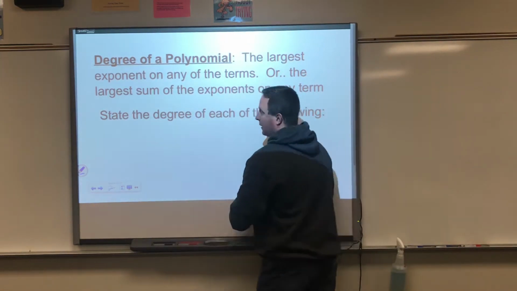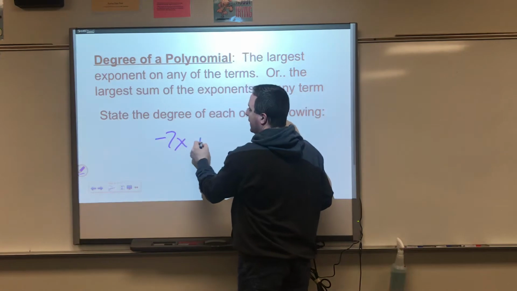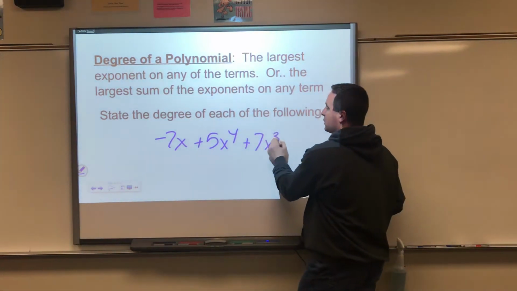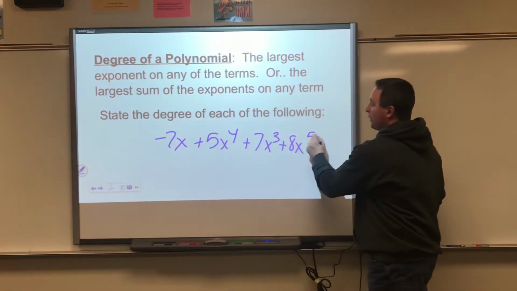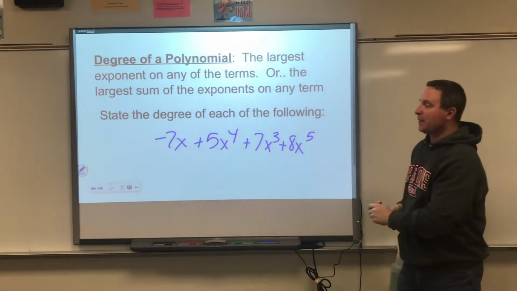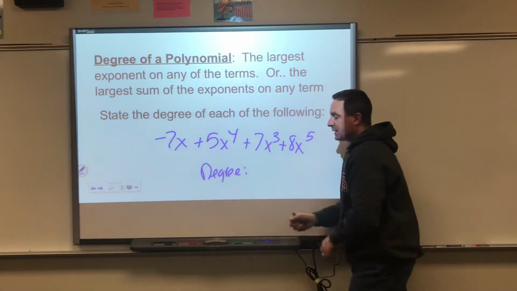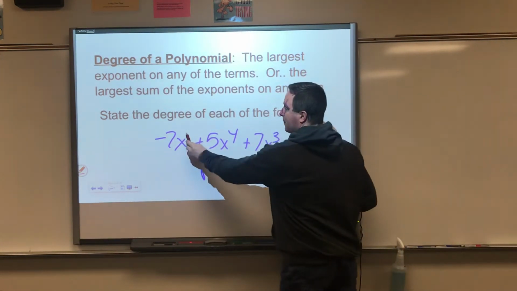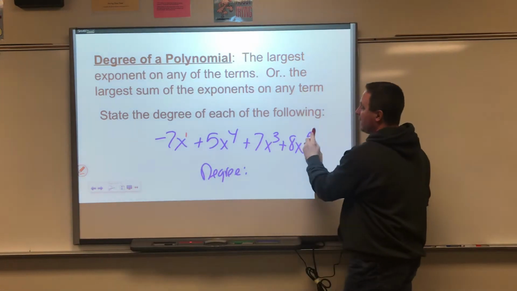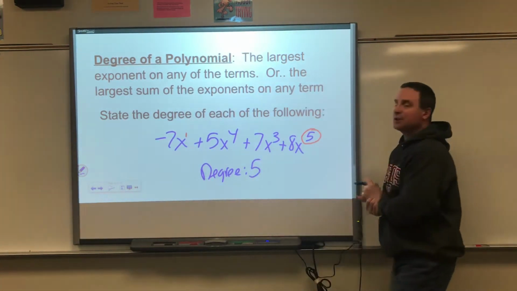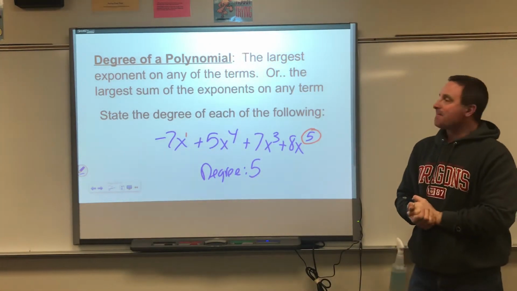Okay, how about if I had something like this? Negative 7x plus 5x to the 4th plus 7x cubed plus 8x to the 5th. The degree of this one, if I look carefully at all of those exponents, remember that's a 1, a 4, a 3, and a 5. The largest exponent I see, this time it's at the end, and I would say that polynomial has a degree of 5.